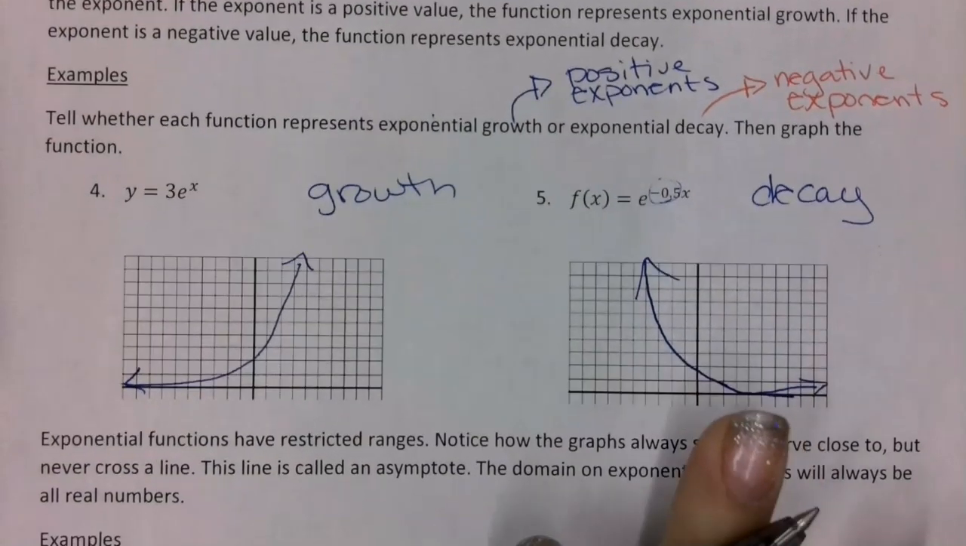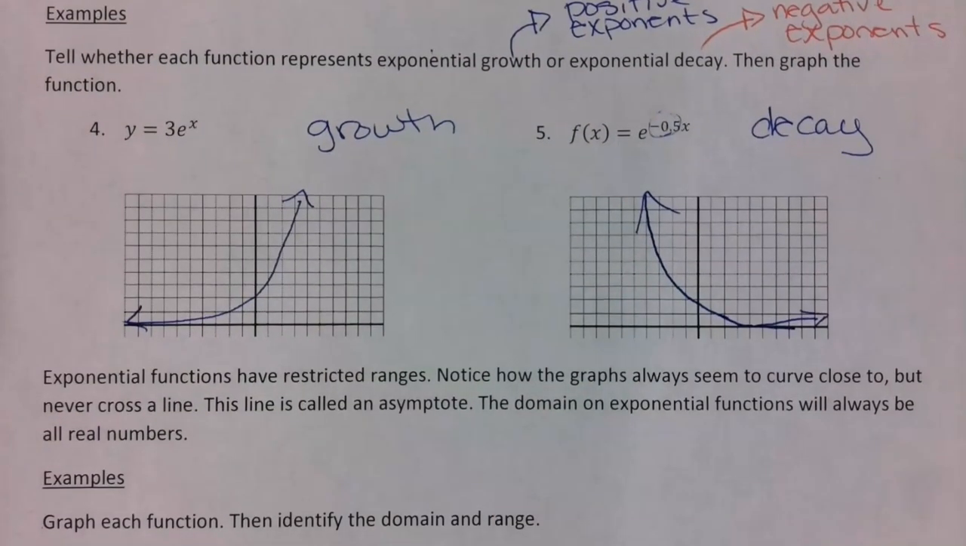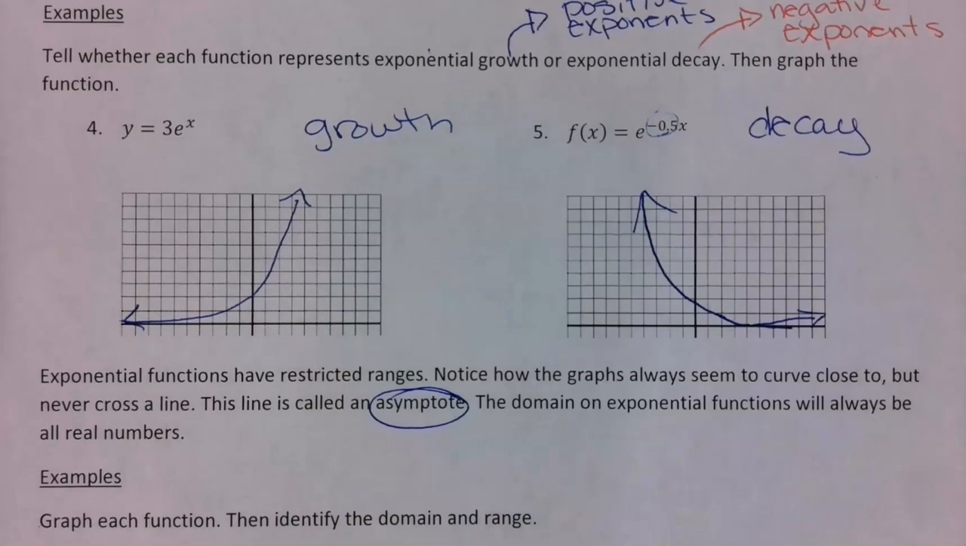Okay, notice that both of these graphs seem to curve when it gets close to the line y equals 0, or the x-axis. This line that it gets close to but never crosses is called an asymptote. So on exponential functions, our domain is still always all real numbers, but our asymptote is going to restrict our range, the y values.